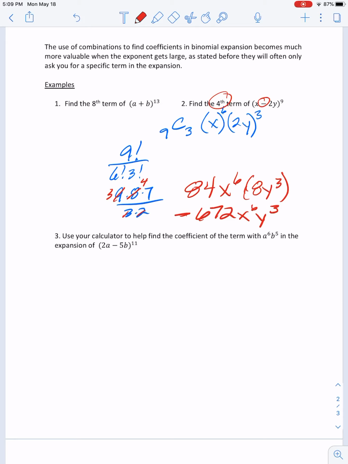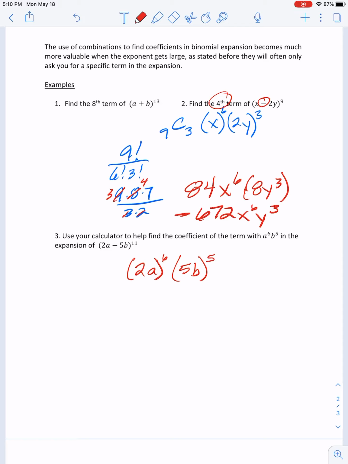All right, here's one that we would maybe see on a calculator test. It says, use your calculator to help find the coefficient of the term with a to the 6th, b to the 5th in it. All right, so we know that we are going to take 2a, which is the first term, and since we need it to have a 6th power, it's going to have a 6 on it. Then negative 5b, and we'll put it in as 5b. We'll decide if it's positive or negative later. It would have to be to the 5th power in order to get a b to the 5th.